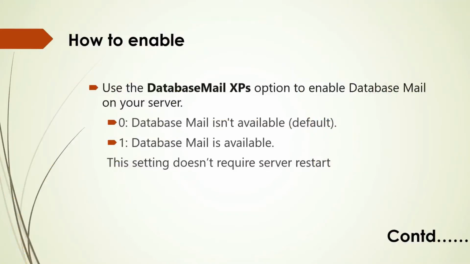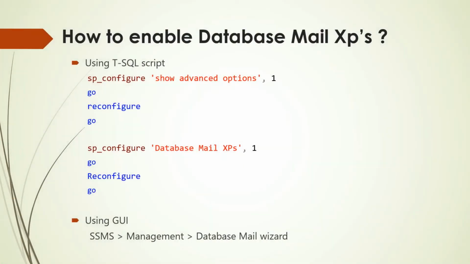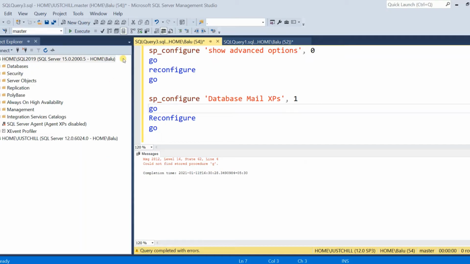So how to enable it? First, we need to enable the database mail XPs option to use this feature. So you can enable this option using two ways. One is using T-SQL queries and other using GUI. So this is a T-SQL script where you can enable the database mail XPs. So I'll show you this in SQL Server Management Studio, and using GUI, this also I'll show you. Okay. So let us go to SSMS.